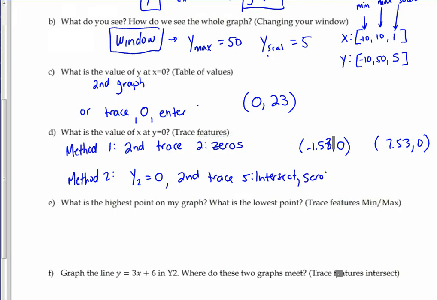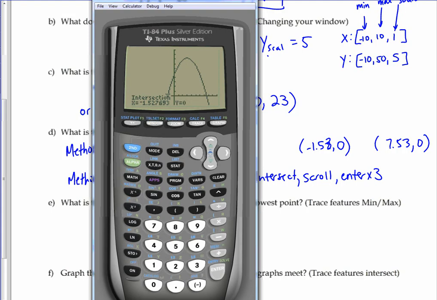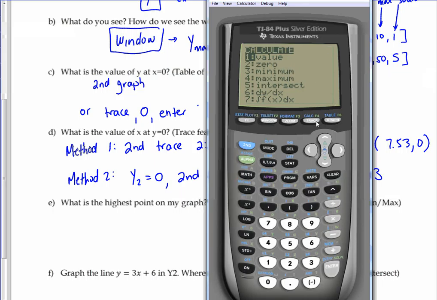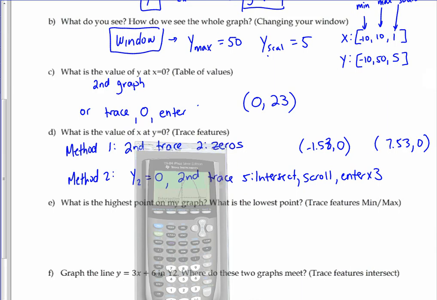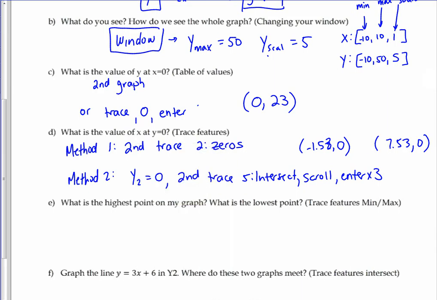So scroll over to the one you want and then push enter 3 times. So for example, if I want to find the other one now, second trace 5 for intersection. Scroll all the way over. Enter, enter, enter. Whatever method you like, you can use.